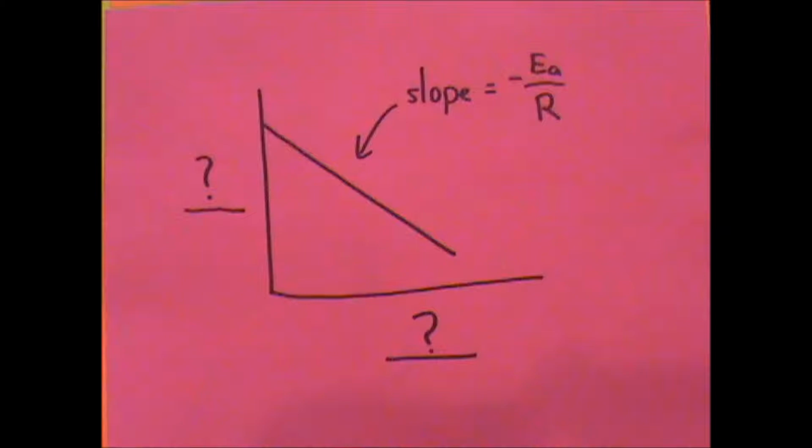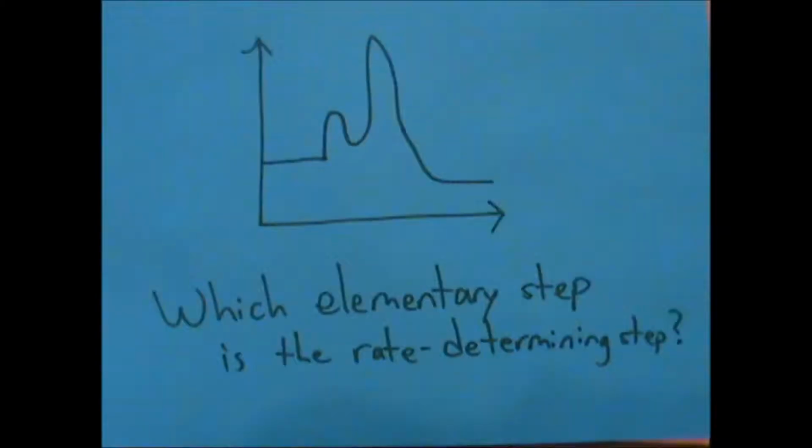This is derived from the Arrhenius equation. So when you get a slope of negative activation energy over R, you've plotted natural log of the rate constant K versus 1 over temperature in kelvins, and that will give you that slope.